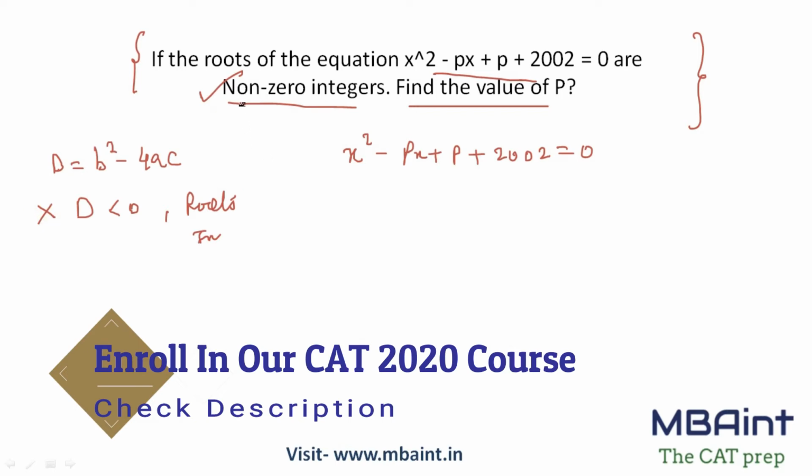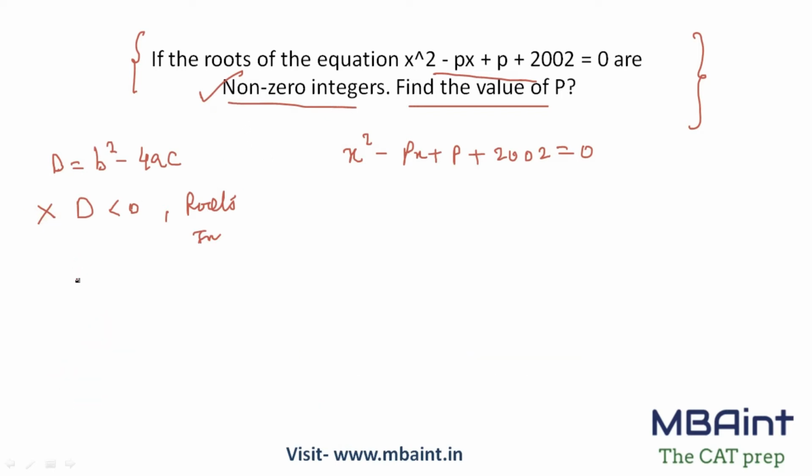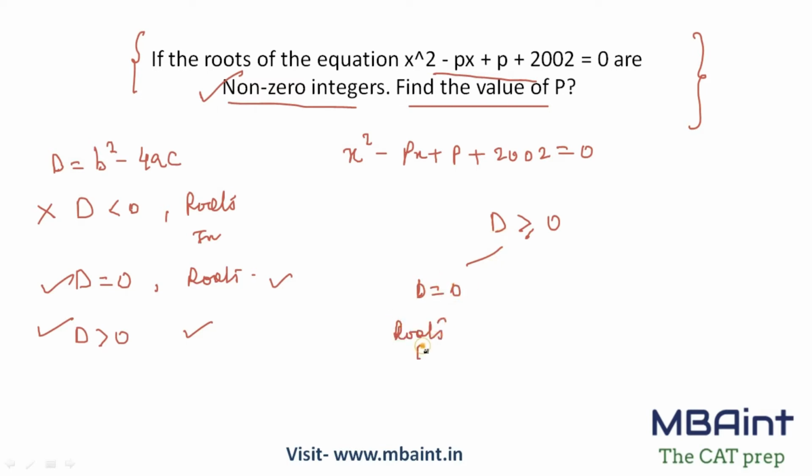This is because here it says non-zero integer roots. Now the case can be possible when D is equal to 0, where roots are equal. Or one more case possible is D greater than 0. So these two cases are possible. When I combine these two cases, D greater than or equal to 0, there can be a lot of possibilities. What are those? D can be equal to 0, which I've already seen. Here roots are equal. I'm just elaborating so that you understand what is happening here. So roots are equal. What else is possible?